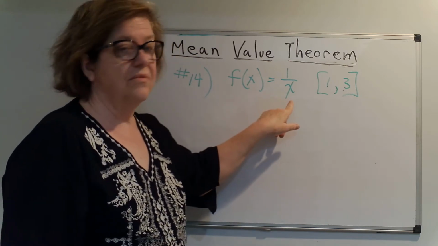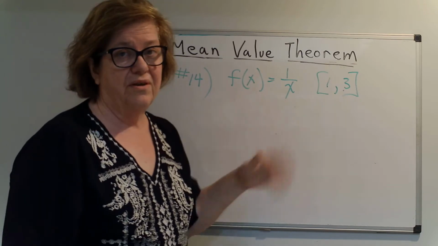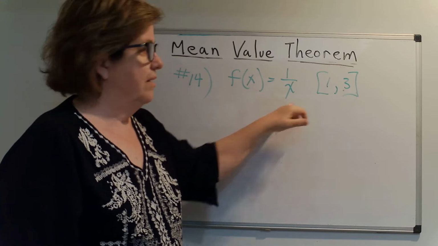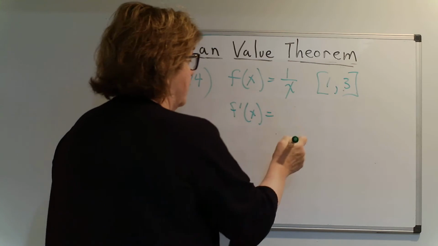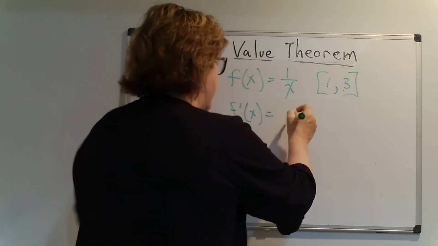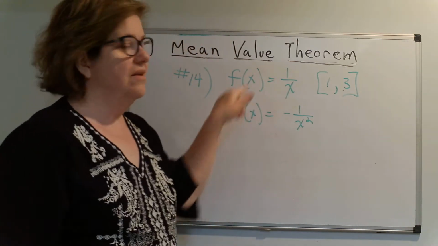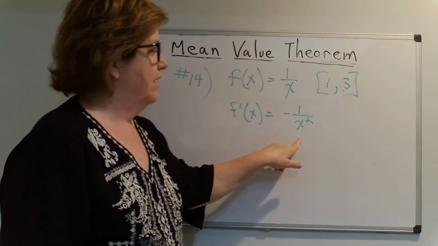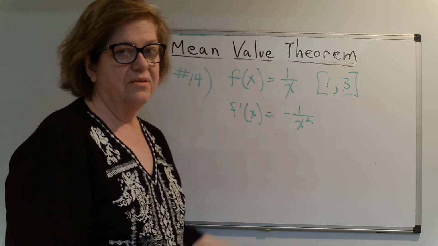Well, it's continuous from 1 to 3. It's not continuous at 0, but we're not anywhere near 0. It's differentiable from 1 to 3. How do we know? Well, f prime of x, this is the same as x to the negative 1. So if we bring the negative 1 down, we would have negative 1 times x to the negative 2, which is negative 1 over x squared. And that's on this interval 1 to 3. That's fine. That's defined.